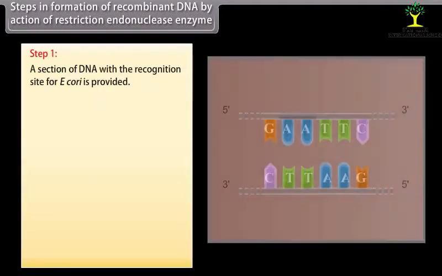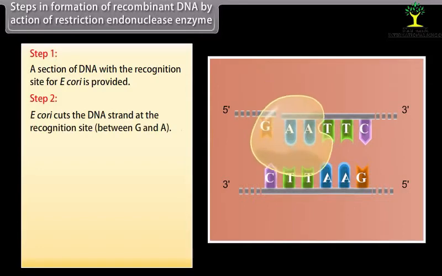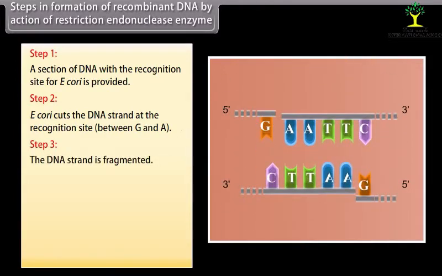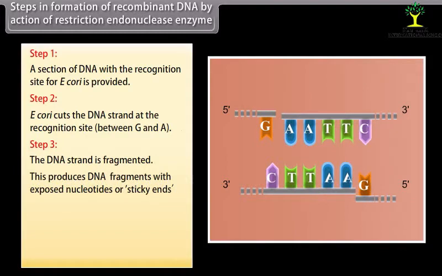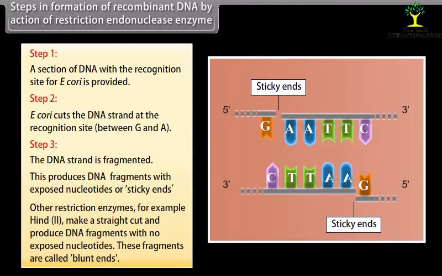Step 1. A section of DNA with the recognition site for E. coli is provided below. Step 2. E. coli cuts the DNA strand at the recognition site between G and A. Step 3. The DNA strand is fragmented. This produces DNA fragments with exposed nucleotides or sticky ends. Other restriction enzymes, for example Hind2, make a straight cut and produce DNA fragments with no exposed nucleotides. These fragments are called blunt ends.